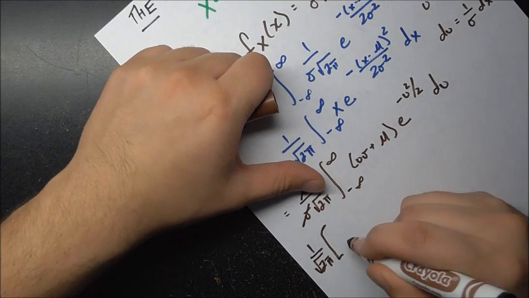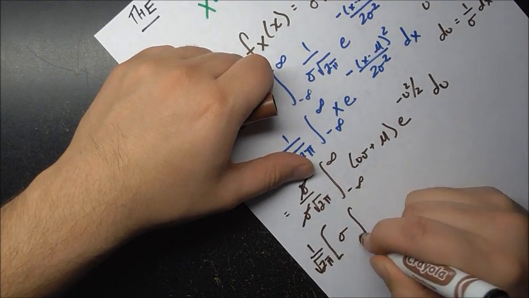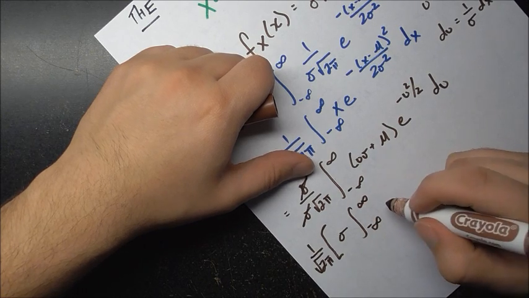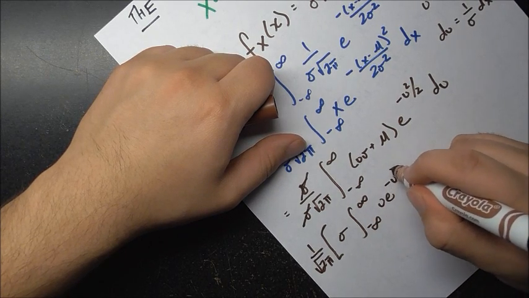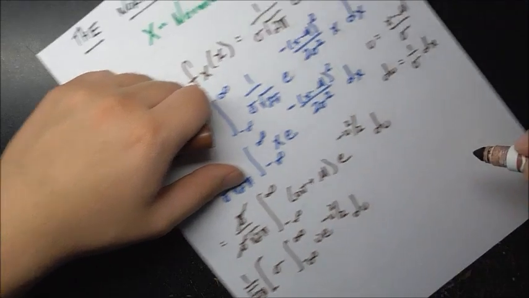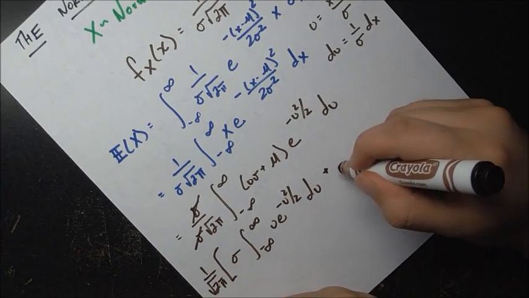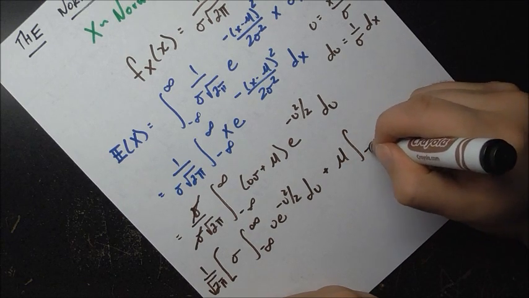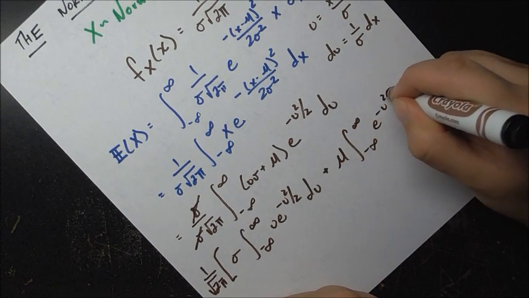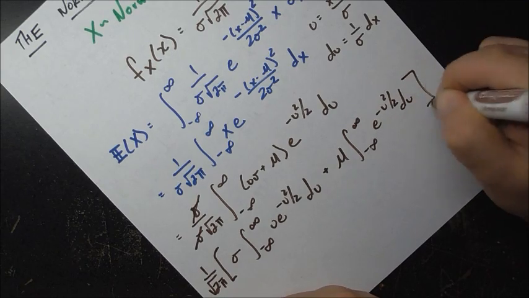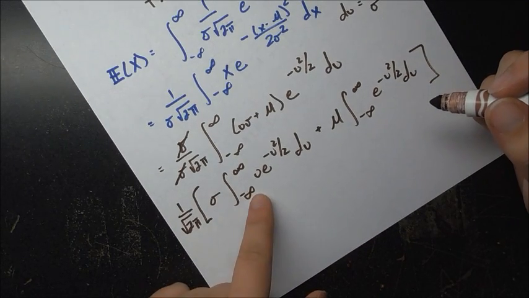The first integral is going to be sigma, integral from minus infinity to infinity, of u e to the minus u squared over 2 du, which we can use regular means to calculate. And on the other hand, it's going to be plus mu, integral from minus infinity to infinity, e to the negative u squared over 2 du. Okay, cool. So this is going to be what?